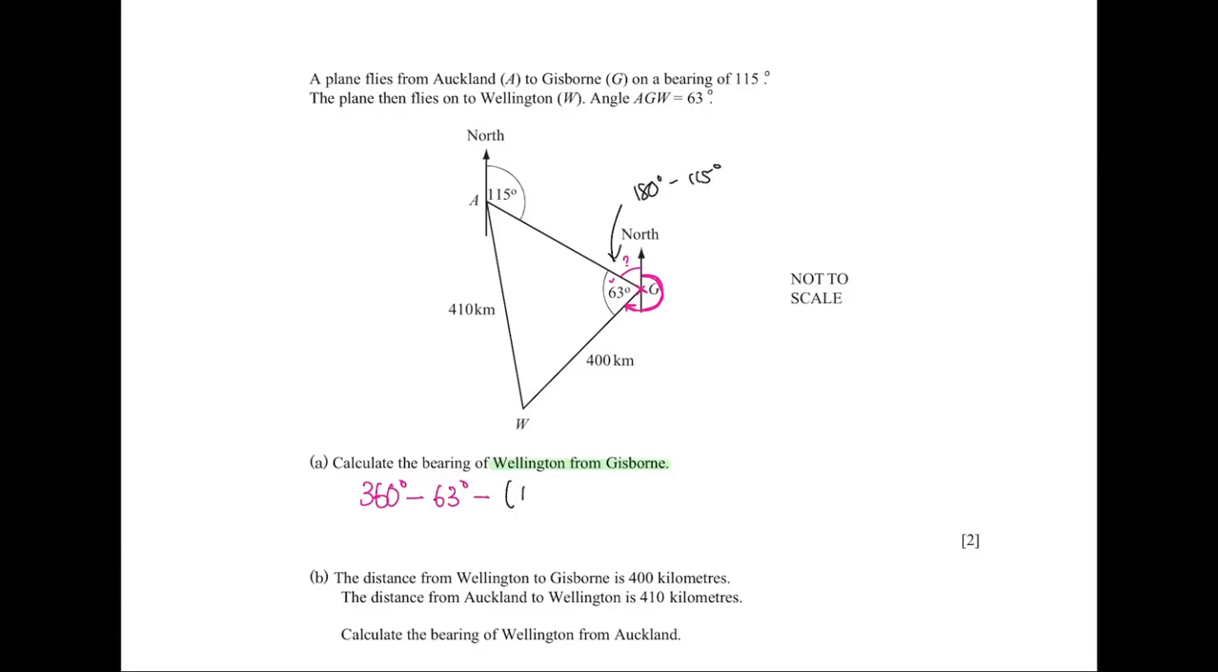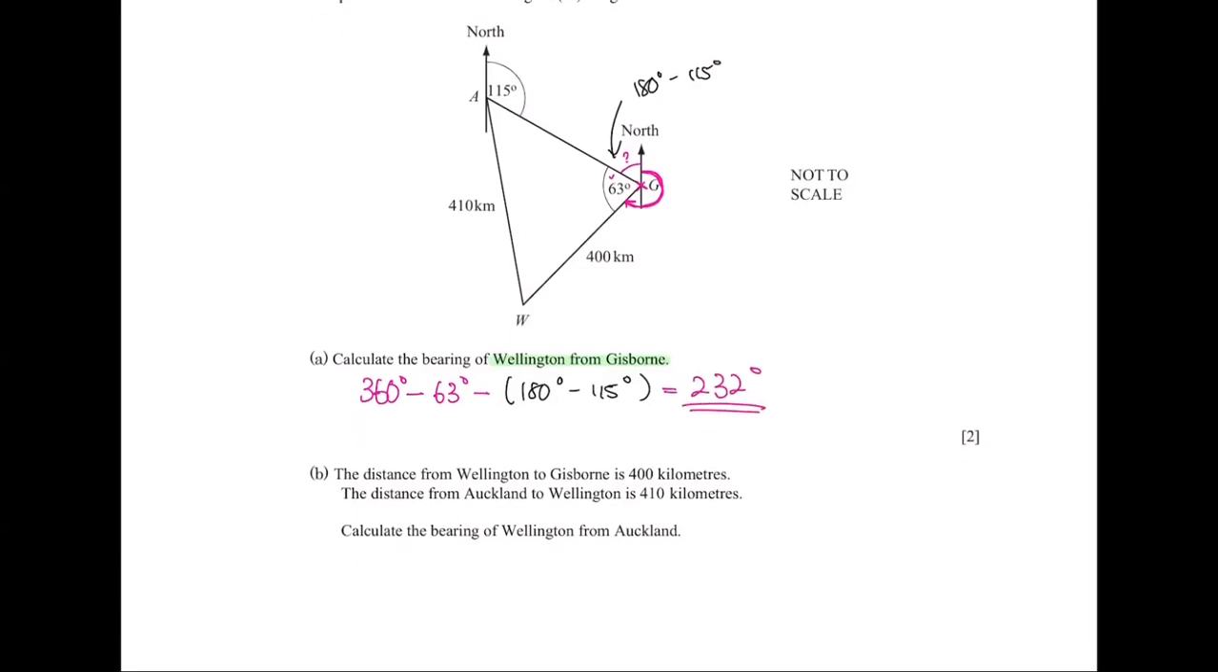I'm just going to put it inside 180, because it's rather difficult to identify which angle we're looking for, and very difficult to communicate that way. So I might as well just write the working in, and then we should be able to see the result. 232 is the answer. The distance from Wellington to Gisborne is 400 kilometers.